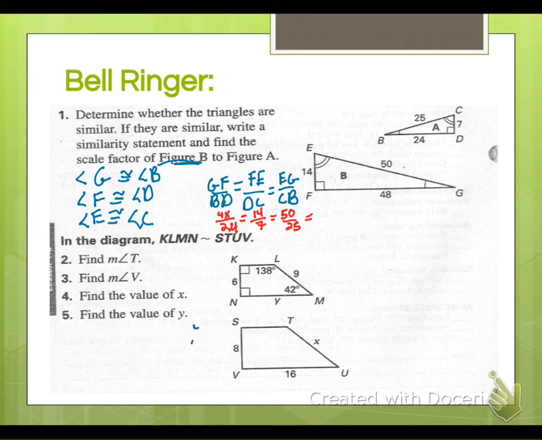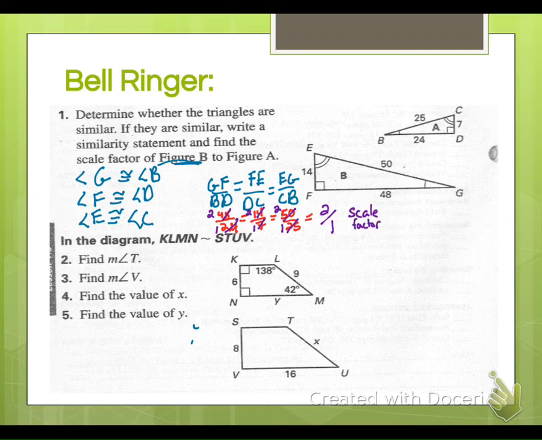What's in common between 48 and 24? 24. 24 goes into 24 one time. 24 goes into 48 two times. And we have 14 and 7. So what goes into both 14 and 7? 7. How many times does it go into 14? 2. What's common 50 and 25? 25. Yep, and it goes 1 and 2. So we end up with a ratio of 2 over 1, which means my scale factor is 2 over 1.